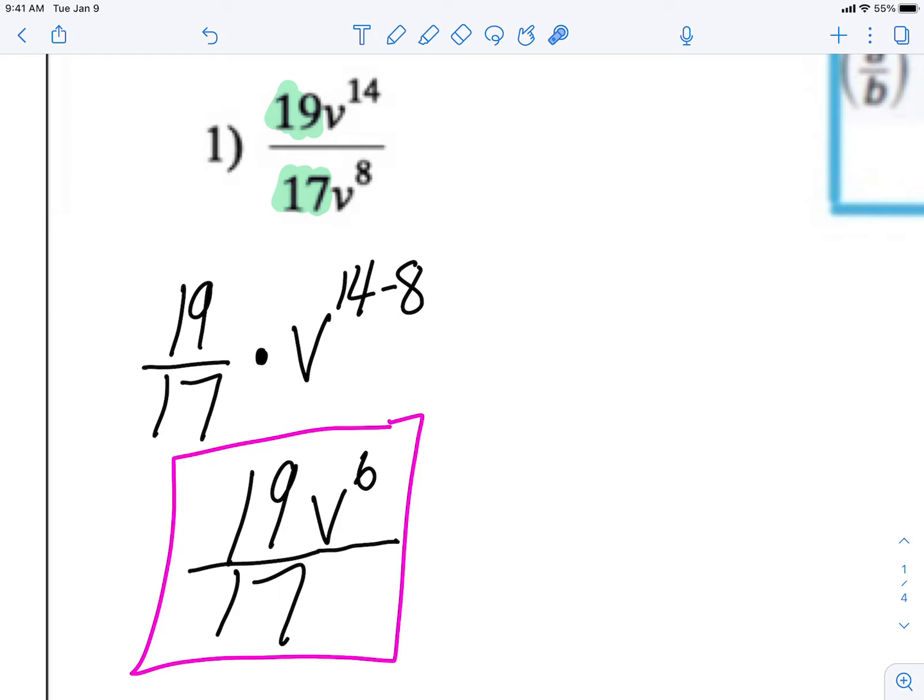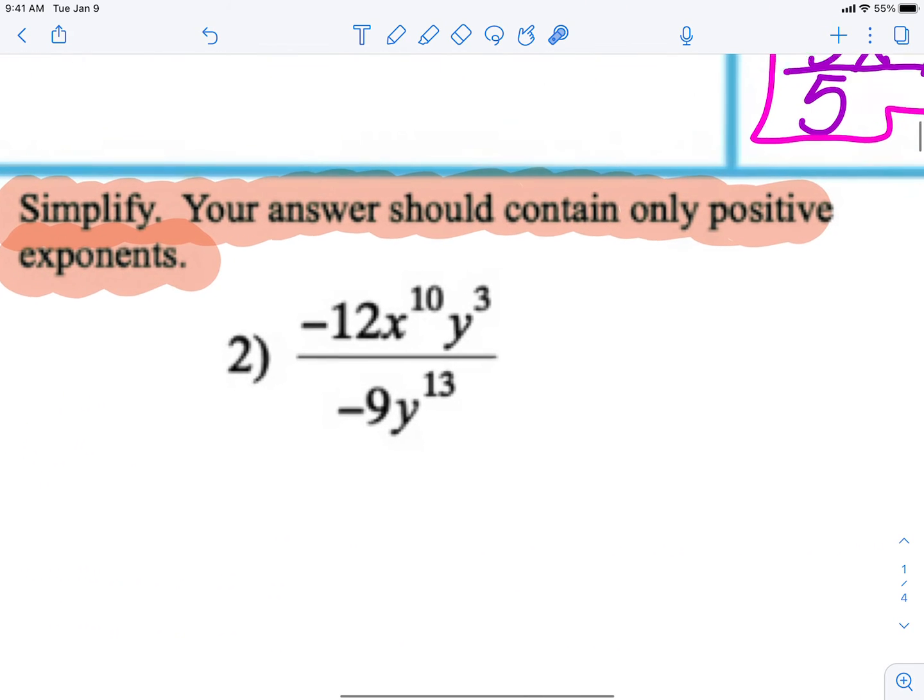19v to the 6 over 17. Perfect, perfect, perfect. Okay, let's try number 2.